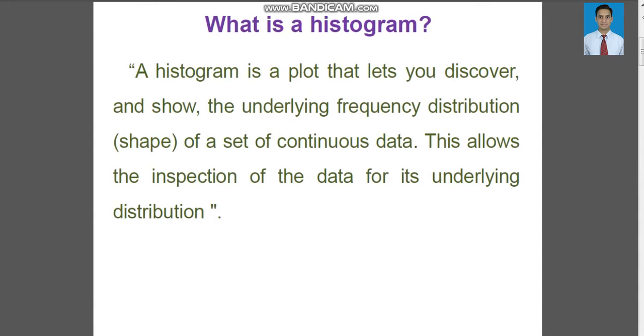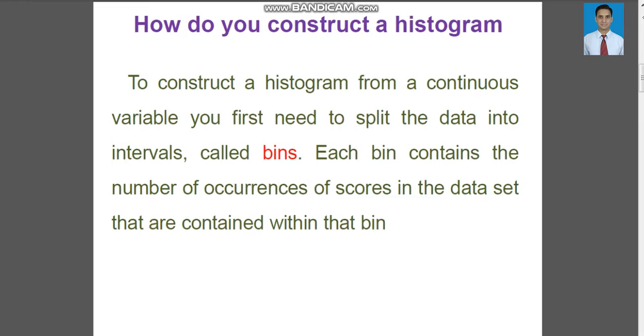What is a histogram? A histogram is a plot that lets you discover and show the underlying frequency distribution of a set of continuous data. This allows the inspection of the data for its underlying distribution. How do you construct a histogram? To construct a histogram from a continuous variable, you first need to split the data into intervals called bins, and each bin contains the number of occurrences or frequencies of scores in the data set that are contained within that bin.